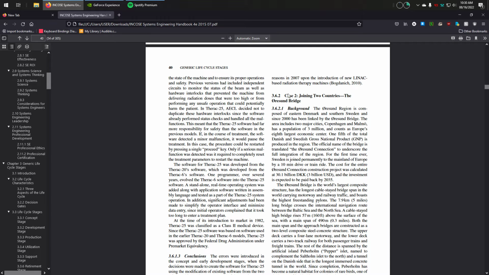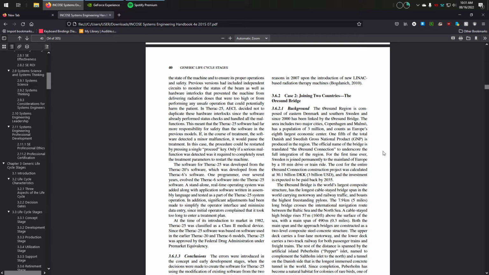3.6.2 Case 2. Joining two countries, the Øresund Bridge. 3.6.2.1 Background. The Øresund region is composed of eastern Denmark and southern Sweden, and since 2008 has been linked by the Øresund Bridge. The area includes two major cities, Copenhagen and Malmö, has a population of 3 million, and counts as Europe's 8th largest economic center. 1/5 of the total Danish and Swedish gross national product is produced in the region. The official name of the bridge is translated as the Øresund Connection to underscore the full integration of the region.